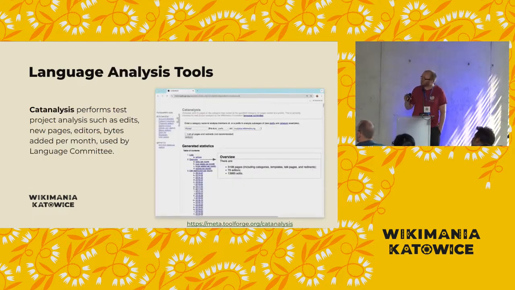And we also use this tool called cat analysis. This is how we track the changes that go on in each wiki. Not many people use this tool except for us in the language committee, I think. But it's very useful, but it could need an upgrade.